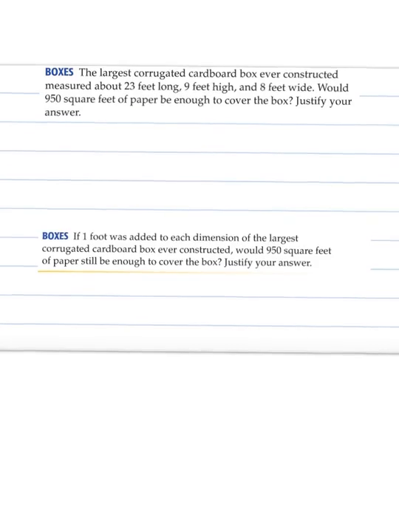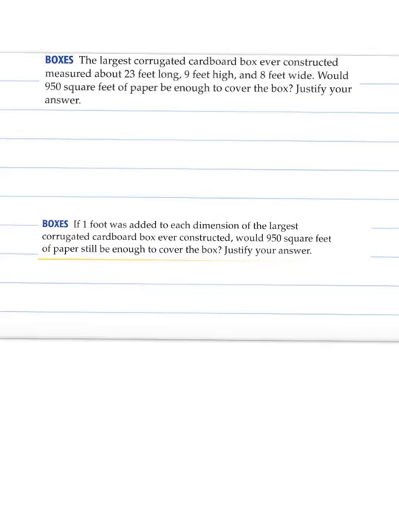All right, couple more to try. The largest corrugated cardboard box ever constructed measures about 23 feet long, 9 feet high, and 8 feet wide. Would 950 square feet of paper be enough to cover the box? Justify your answer. So again, we're going to justify by showing our work.